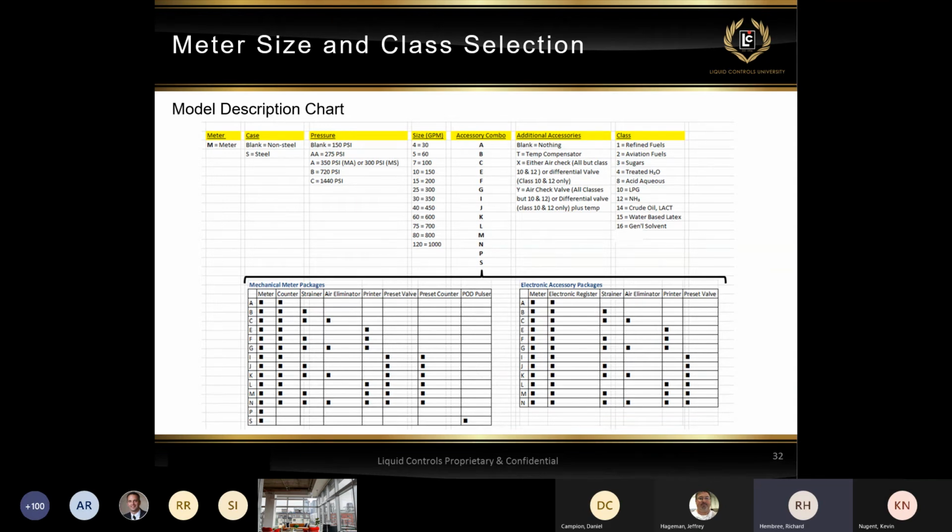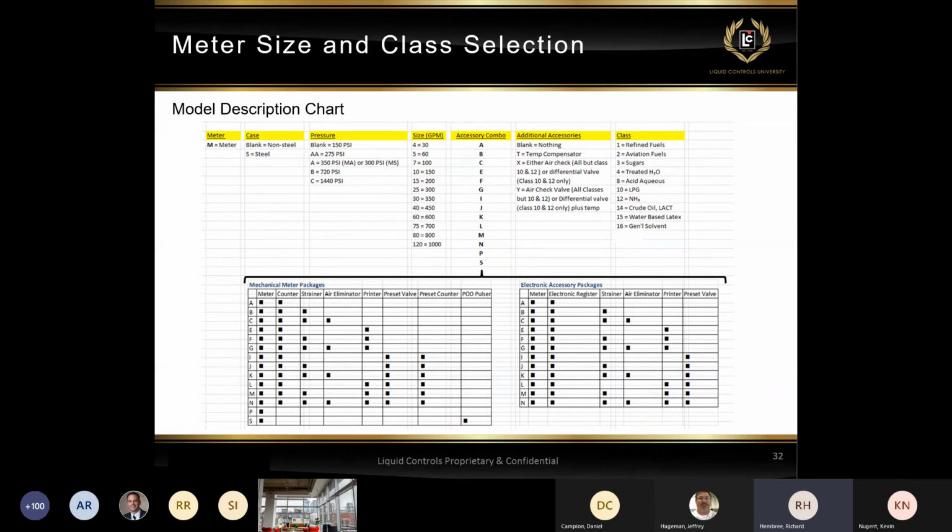B, you go to C, you'll be adding a strainer and an air eliminator. And K is a popular model. The K, you have the strainer, air eliminator, the preset valve, and you can see on the electronic side of it, the C would give you the strainer and air eliminator, and A would be the meter, but the electronic register. So just very critical when you're selecting what accessories you need to make sure you fill that out correctly.